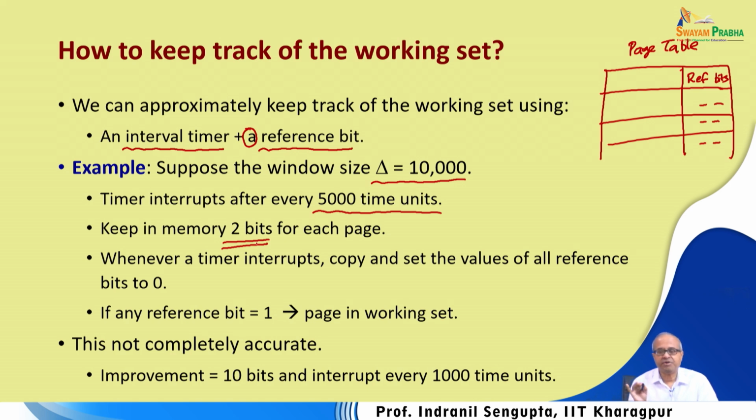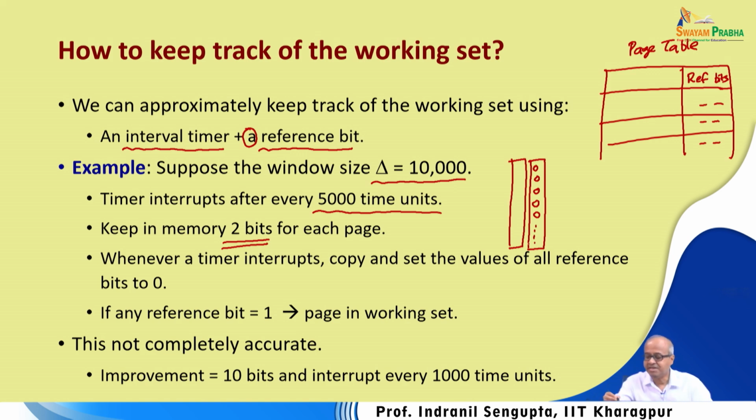So, try to understand what you are doing. Whenever the timer interrupts, you see there are 2 sets of reference bits. If I treat them as 2 columns, this is the first set of reference bits, this is the second set of reference bits. Let us say initially they are all initialized to zeros. The idea is that whenever a page is referenced, the corresponding bit is automatically set to 1, like this.